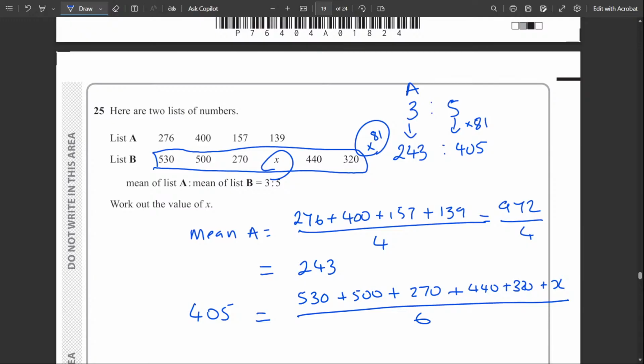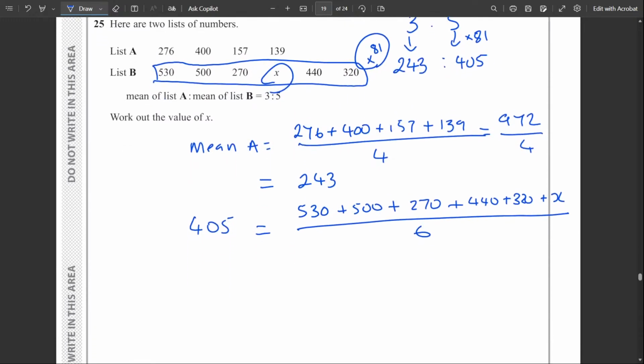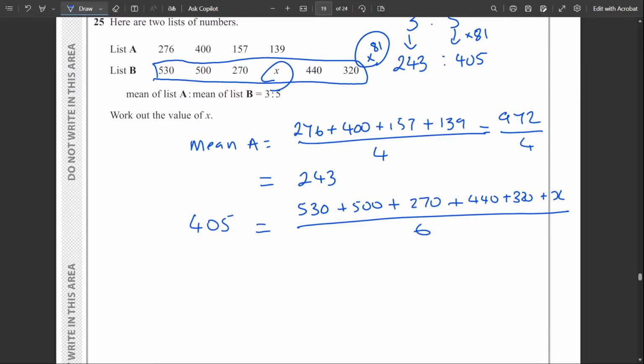Okay, so all I'm doing is solving this equation. So multiplying both sides by 6. So we're doing 405 times 6. So we're saying what's the total going to be of those 6 numbers. And we know the total should be 2430 when you add these numbers up, all 6 of those. So 5 of them we know. Okay, so we add them up and take that away from 2430 and we get that leftover number.